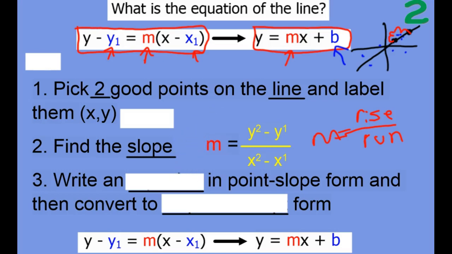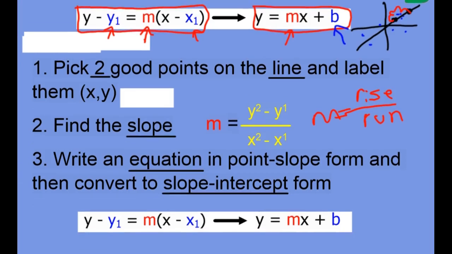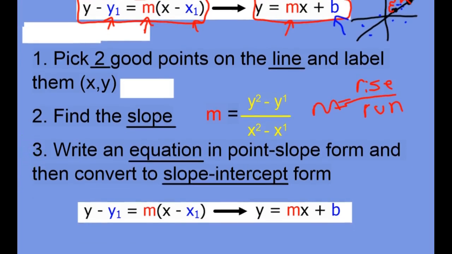Once we have our slope, we are going to write an equation in point-slope form, which is right here, and then convert it to slope-intercept form, which is this. We know how to do that, but let's do a little review just so we remember. We have done it before, but if you're like me, you forget easily, so we're just going to do a little review first.